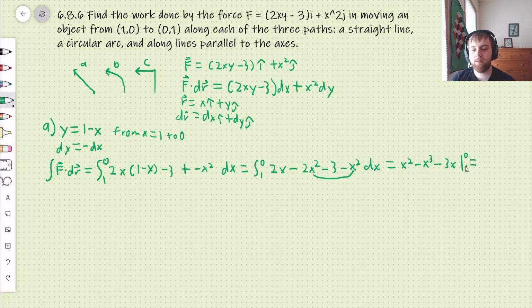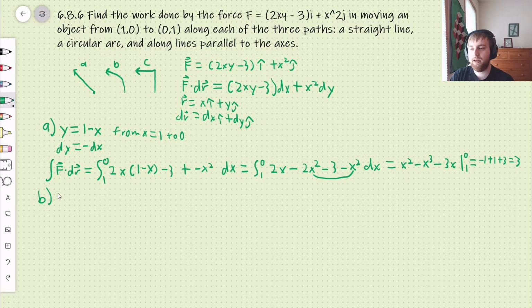Finally, we can plug in. Remember that this is a positive value at 0 and minus what it is at 1. What we get is minus 1 plus 1 plus 3 equals 3. So that's our answer for part A.